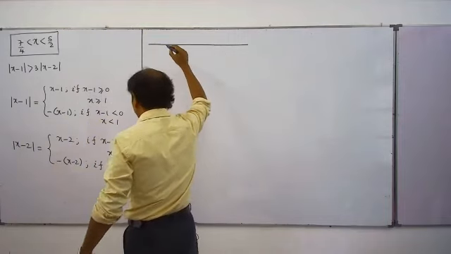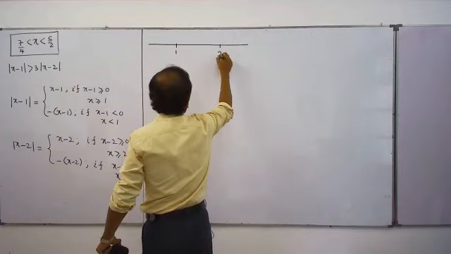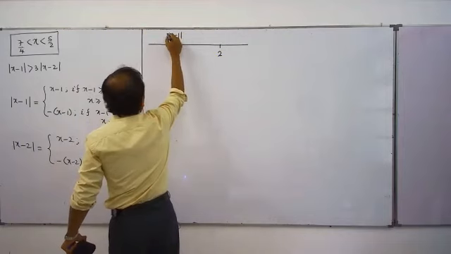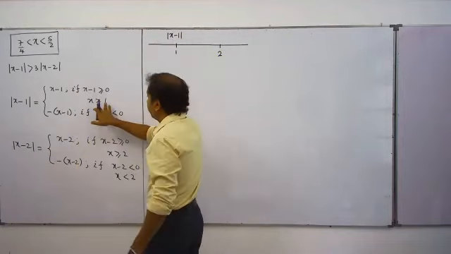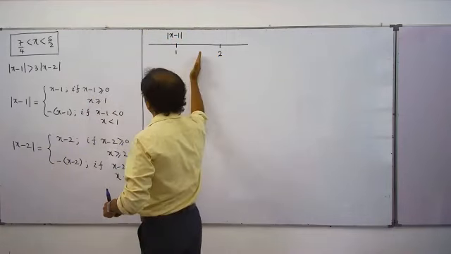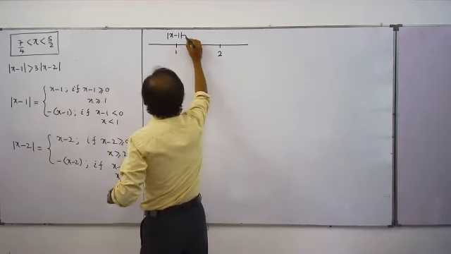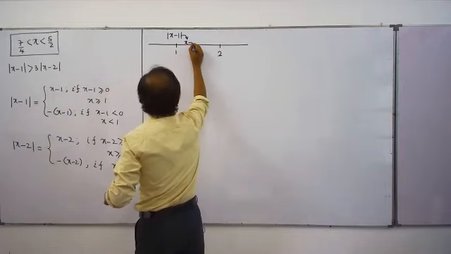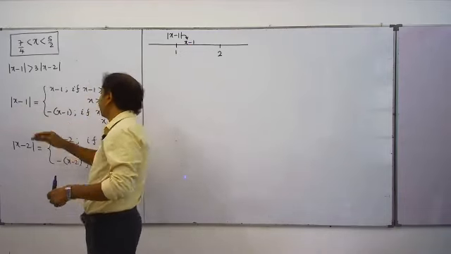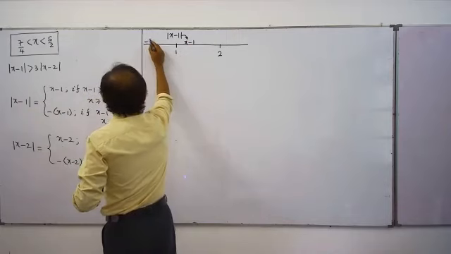The two critical points are 1 and 2. Here I take 1, here 2. Here, mod x minus 1. On the right of 1, x greater than 1 means on the right of 1, mod x minus 1 is equal to x minus 1. On the left of 1, mod x minus 1 is equal to minus x minus 1.